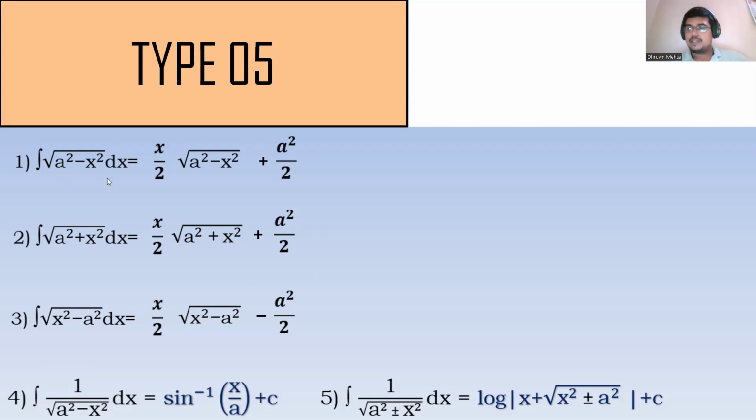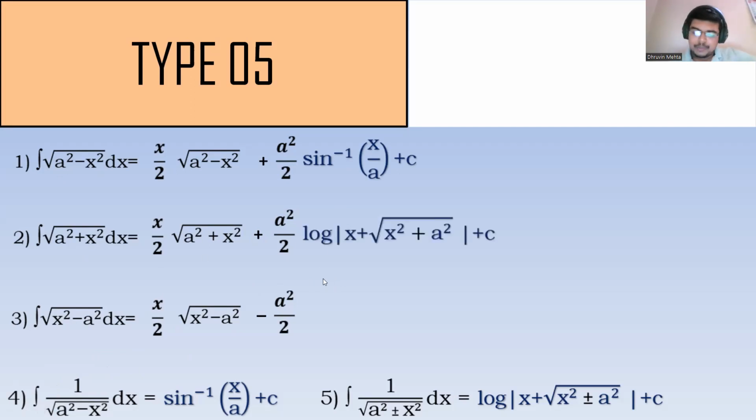After that, you have to copy the formulas which we have already seen. So root a square minus x square is here. What was the formula for 1 upon root a square minus x square? Sin inverse x by a. Next, what was 1 upon root x square plus a square? It was log mod x plus root x square plus a square, and this was log mod x plus root x square minus a square. So we are just copying those formulas which we have seen.